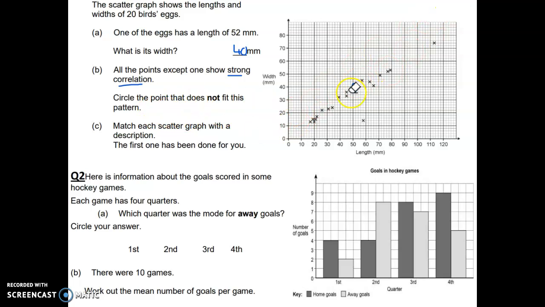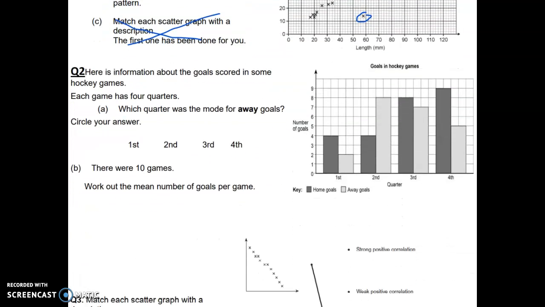The only problem is we've already circled that one, so I'm just going to have to rub that one out. What clearly doesn't fit the pattern, you can see a correlation because it's roughly a straight line. What doesn't fit has got to be that one down there, because it's completely different from the others. Question C, I didn't realise that was there, but that's a little bit further down. We're going to jump on that in a second.